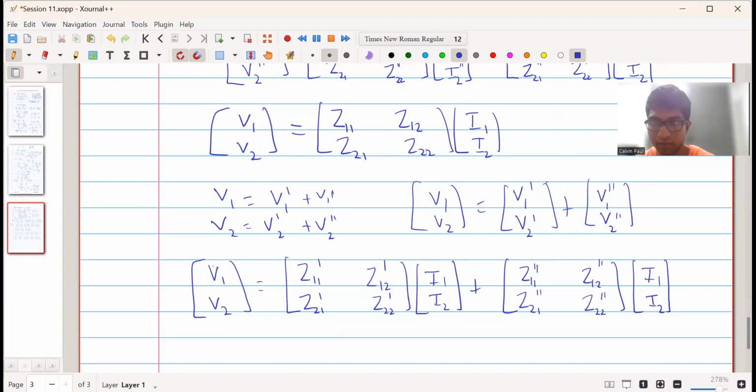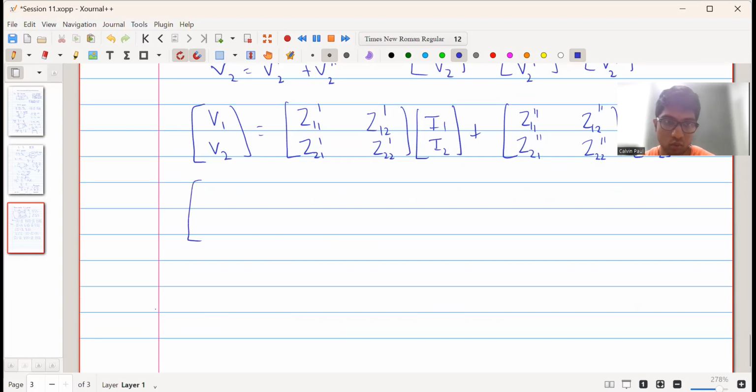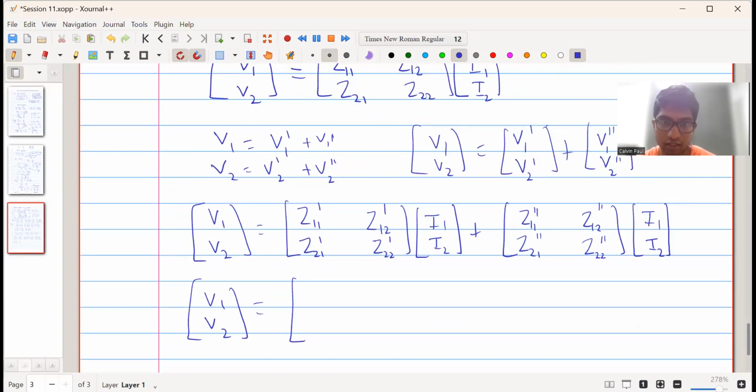Since I1 and I2 are common, we can write it effectively as V1, V2 equal to the sum of the matrices. The element of the first row and first column of one matrix and that of the other matrix are added, so it becomes Z11 prime plus Z11 double prime. Similarly, the element of the first row and second column is added, so it becomes Z12 prime plus Z12 double prime. Similarly, here it becomes Z21 prime plus Z21 double prime, and here Z22 prime plus Z22 double prime, into I1 and I2.